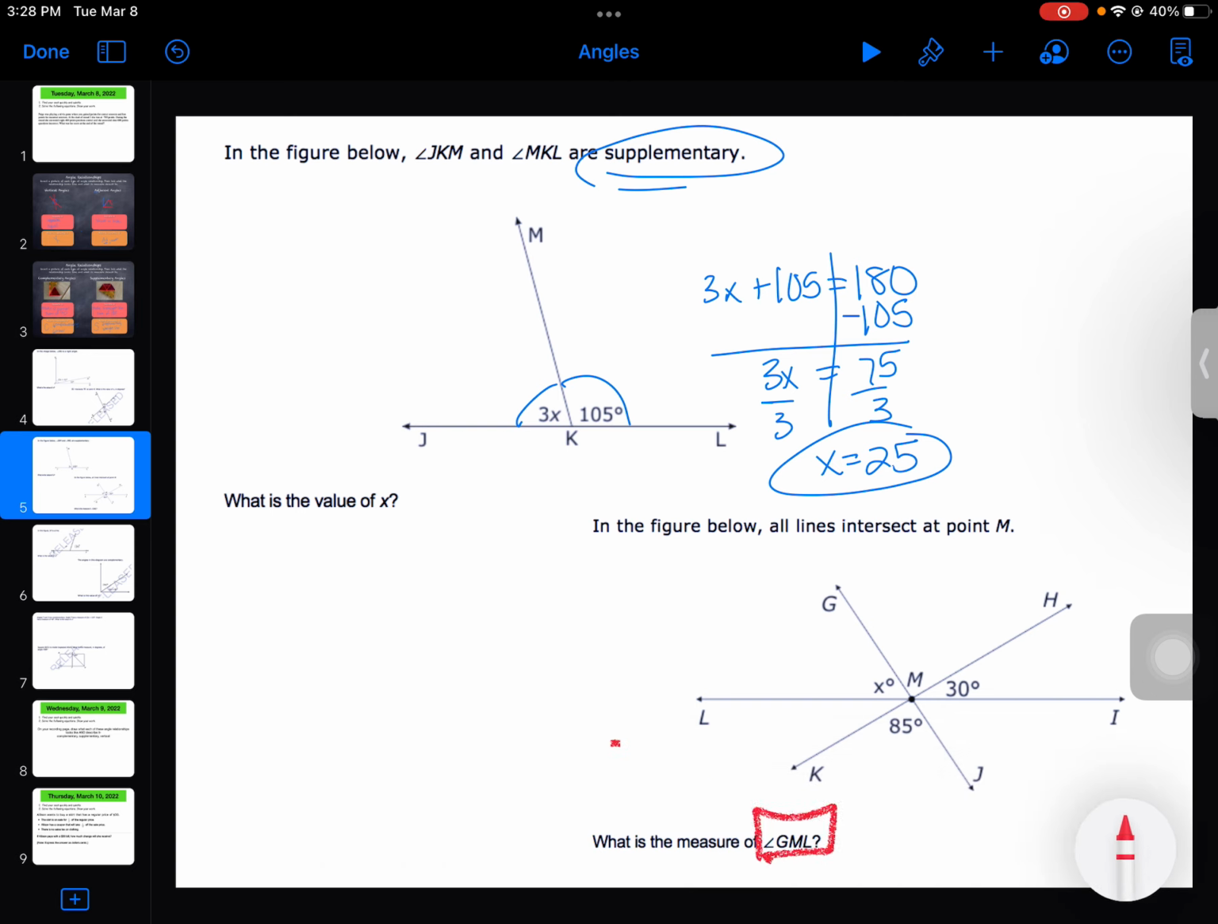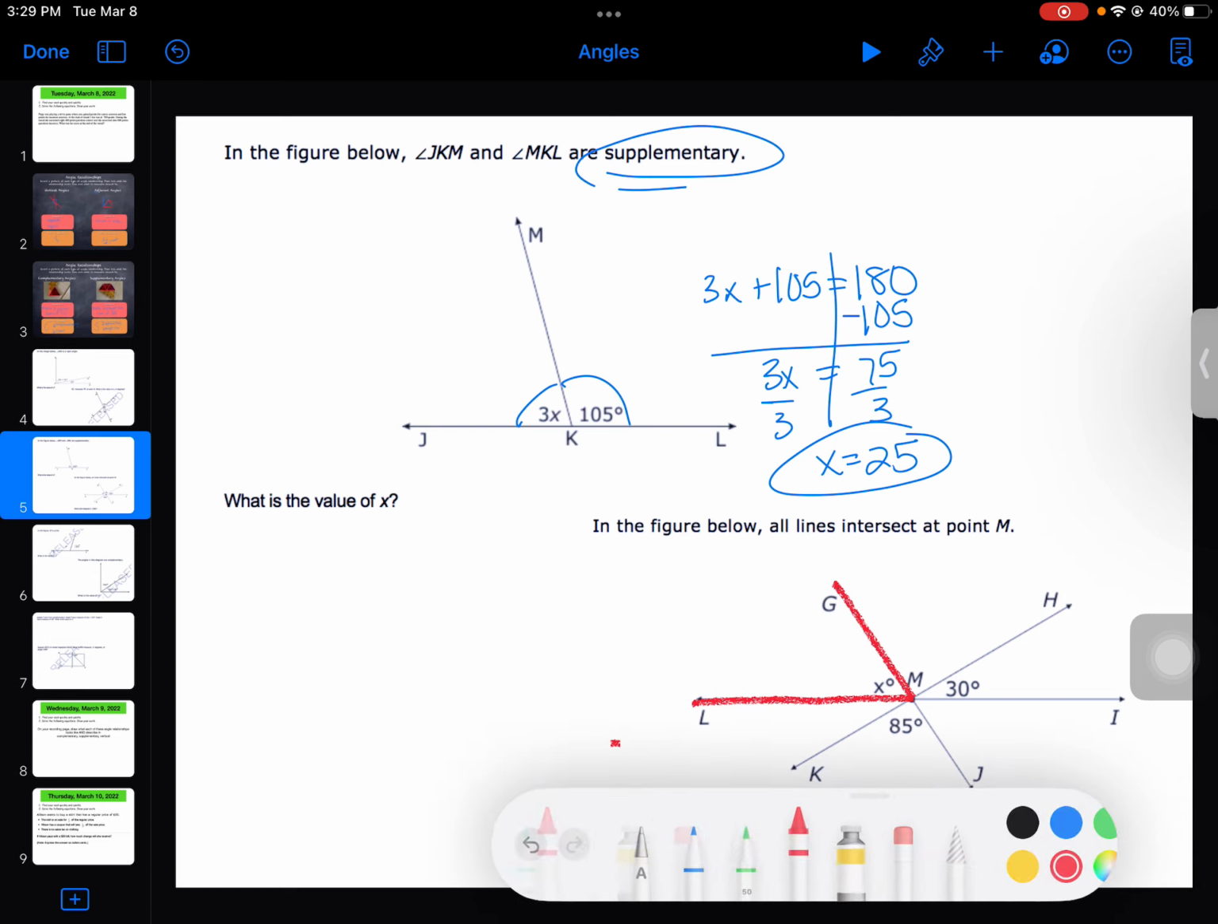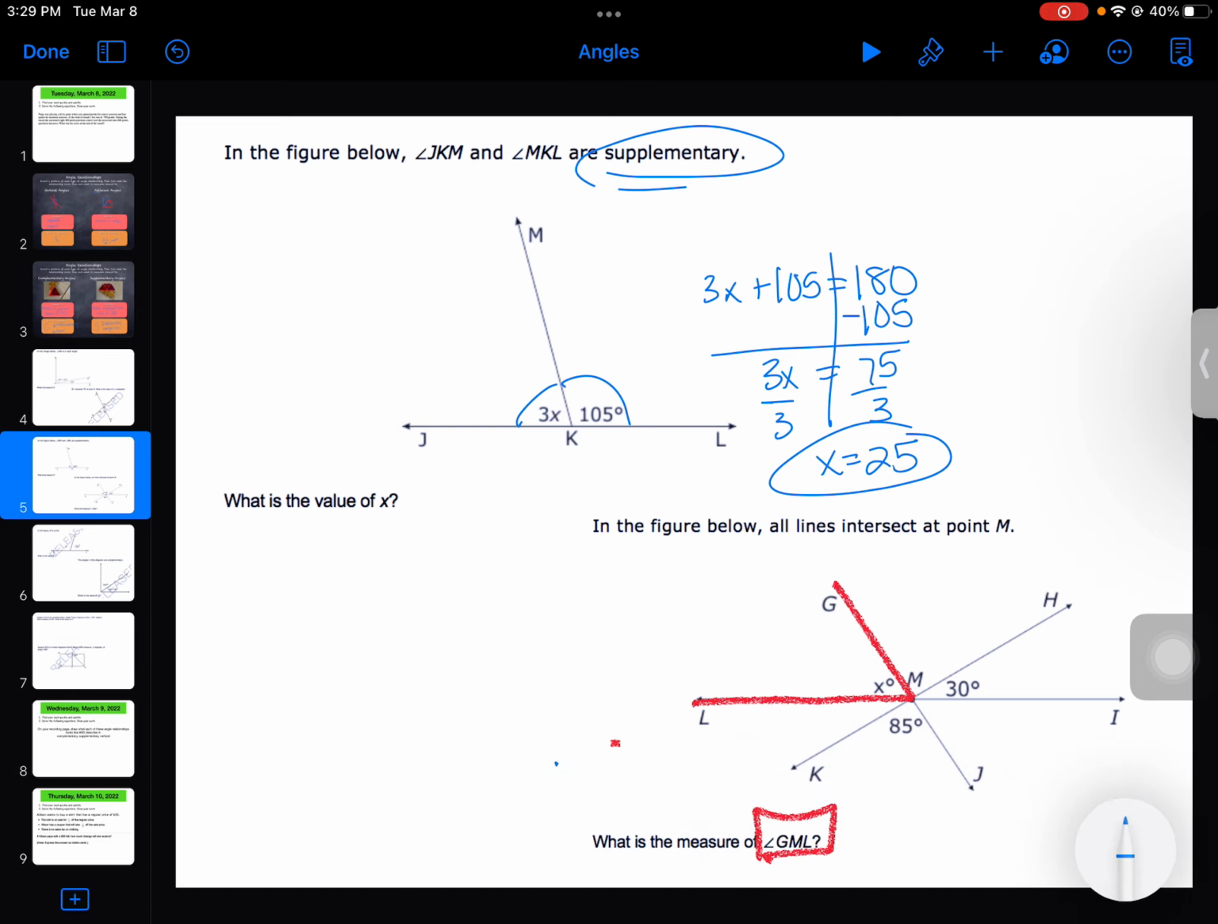For the bottom one, I am trying to find the measure of GML, excuse me. So I'm going to highlight it. If you are on your iPad, you can always highlight it, or you can draw it and highlight it. So I want to know that angle. So I'm going to look at what it gives me. I know my X, that's what I'm trying to find. And then I know this 30 and this 85.